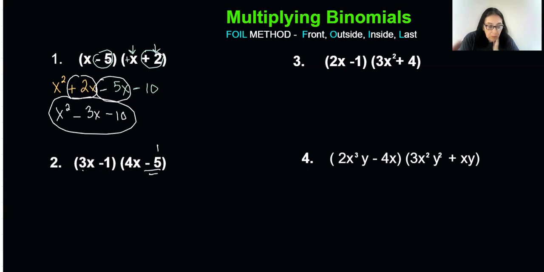So I'm going to do the same thing I did with the last problem. I'm going to take the 3x and I'm going to multiply it by each term in the other set of parentheses. So when I take 3x times 4x, well, 3 times 4 is 12. They're both positive, so it's positive. Now, x times x, we're multiplying, so we add the exponents. 1 plus 1 is 2.